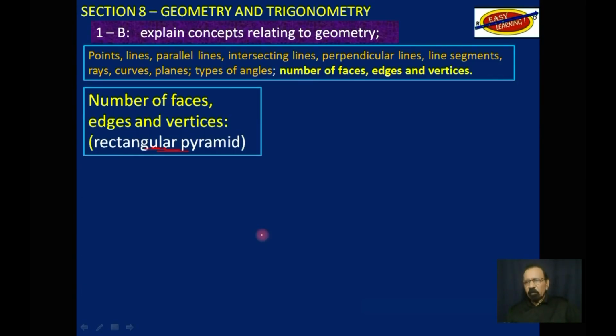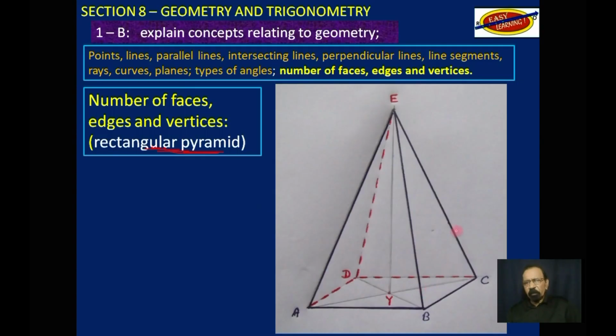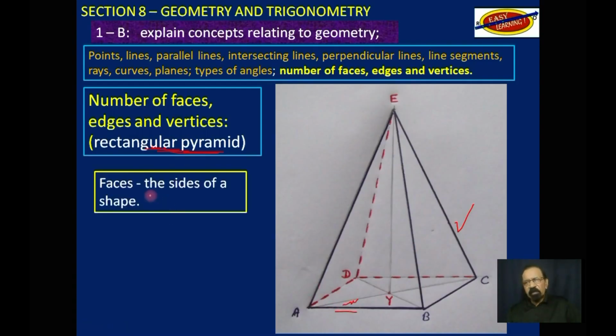So those are prisms. Now we are going to deal with pyramids. This is what a pyramid looks like. The first thing you will notice is that unlike the prism, it has only one rectangle below here. But the same thing applies. What do we mean by faces? The sides of the shape. The sides. So you could see a side in the front here.